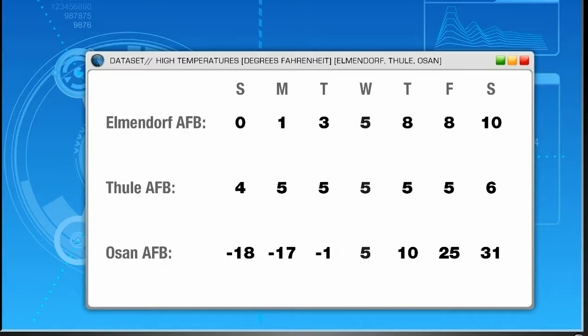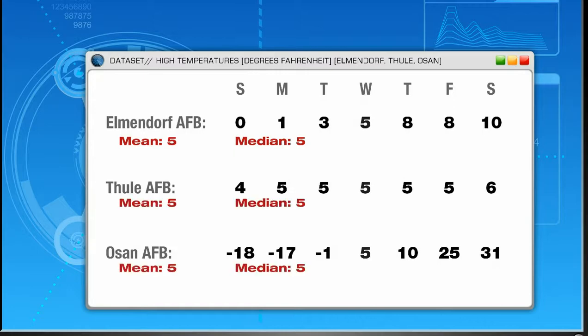A quick calculation shows that last week the mean temperature and the median temperature were both 5 degrees at Elmendorf. Surprisingly, Thule and Osan have the same mean and median temperatures. Even though the three bases have the same mean and median, notice that they are experiencing very different temperatures. The mean and median alone do not tell the whole story. We need to have a measure of how much the data varies. One measure of this variation is the standard deviation.